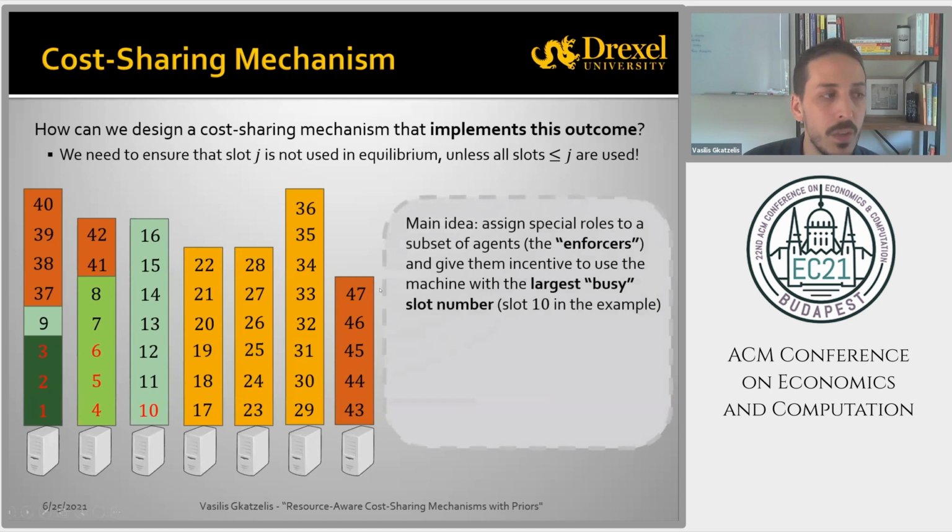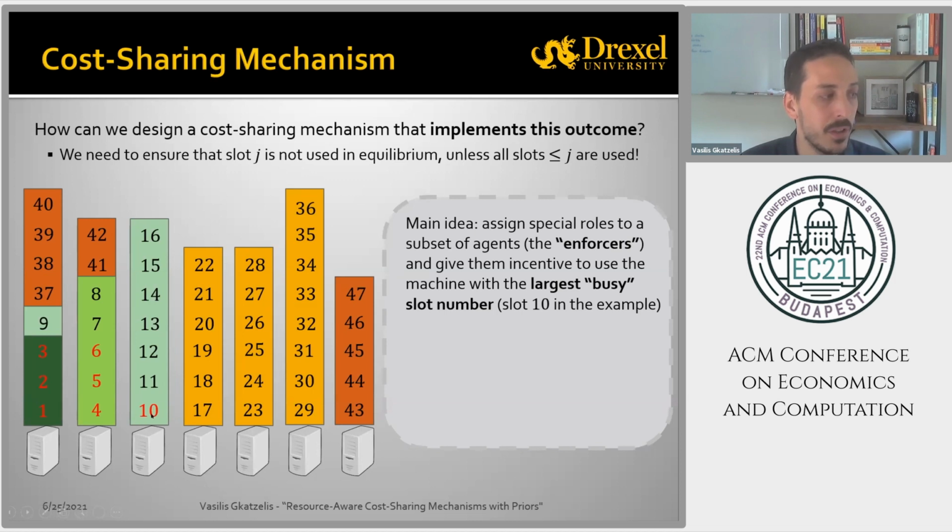Well, the way we do it, the main idea, and I'm going to stick to high level. Hopefully, if you're interested, you're going to come to a poster session or read the paper or reach out to us. But the main idea is the following: we assign special roles to a subset of agents. We call them the enforcers. And we give them the incentive to use the machine with the largest busy slot number. In this case, the largest slot that is being used is 10.